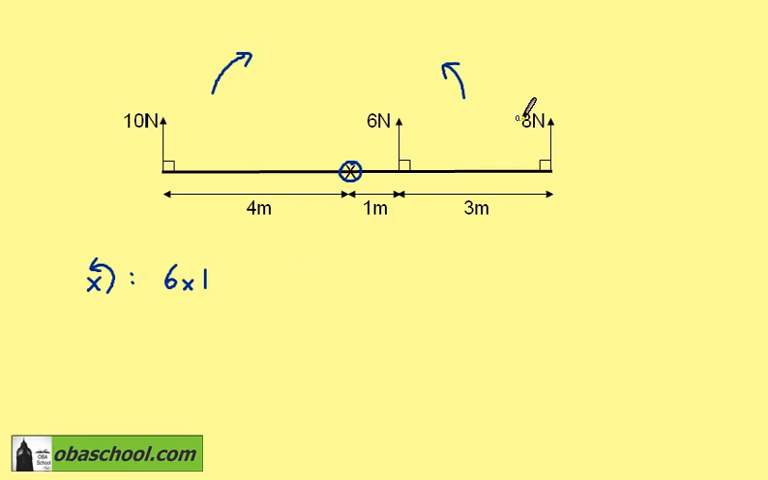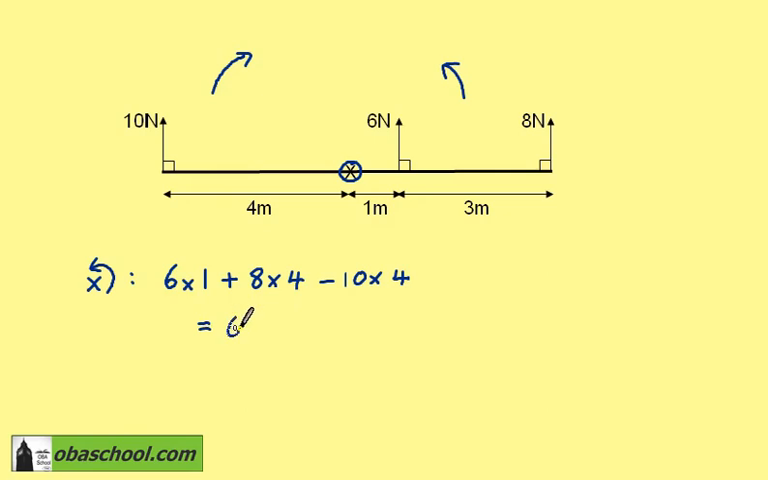The 8 Newton force is at a distance of 4 from the pivot and is also going to turn anti-clockwise, so plus 8 times 4. For the 10 Newton force, the distance is 4 from the pivot and it turns clockwise, so minus 10 times 4.